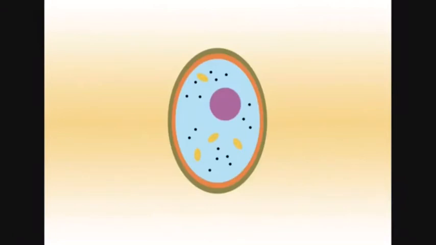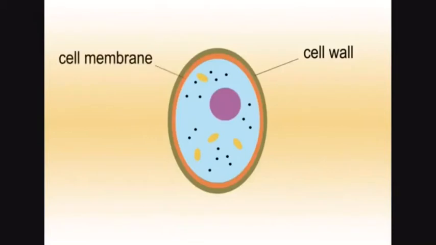Let's have a quick look at those parts of the yeast cell again. There is the cell wall that helps protect the yeast cell. There is the cell membrane that controls what goes into and out of the yeast cell. There is the nucleus that contains the DNA, the instruction manual for the cell.